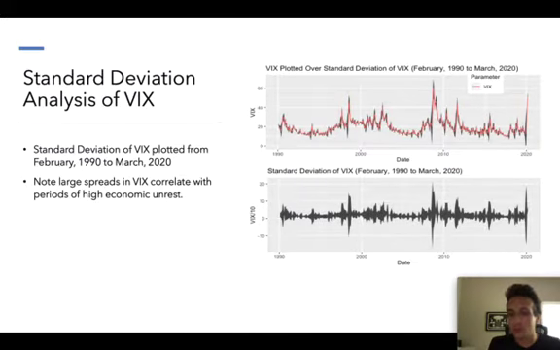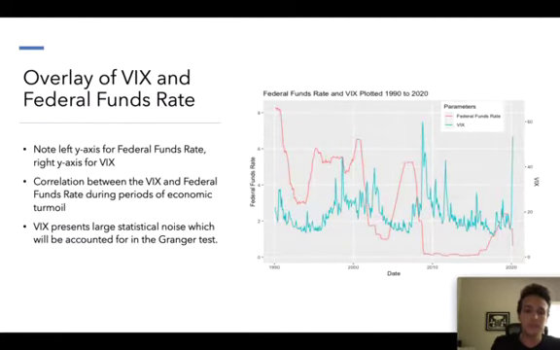And finally, during 2020, we see a large increase in the standard deviation due to the coronavirus scare that we currently have. And this is going to be a significant factor in the model later on.